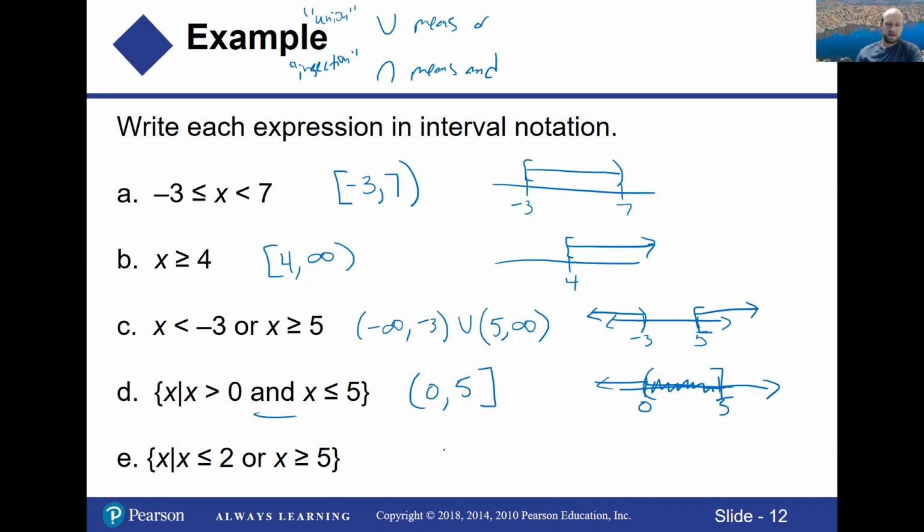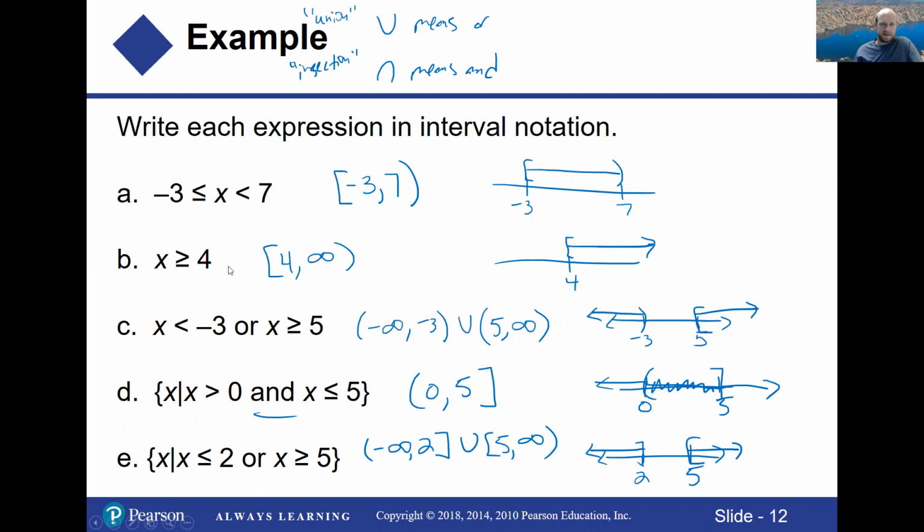And then this one, again, if you want to try it without graphing it, you could. This is everything less than or equal to 2 or greater than or equal to 5. So it would be -infinity, comma, 2, bracket, union, another bracket, 5, comma, infinity.